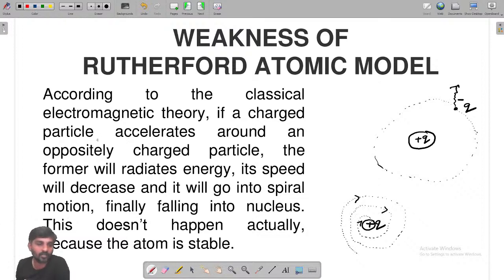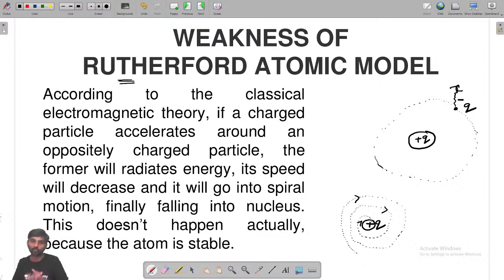According to Rutherford, the electron keeps moving around. But from classical electromagnetic theory, when one charge is moving around the other opposite charge, it radiates energy, or it loses energy, and it will fall. Is it happening, sir? It doesn't happen, because the atom is stable.